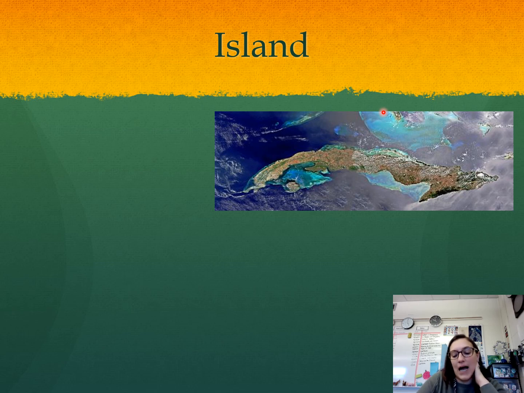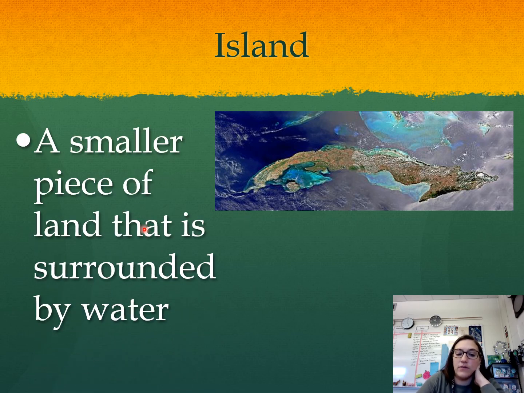Our next feature is an island. An island is a smaller piece of land that is surrounded by water. So you can see in our sample picture, we have this kind of brownish green piece of land here, and then it's completely surrounded by the blue water. This is Cuba. This is our famous example here. So an island is completely surrounded by water.